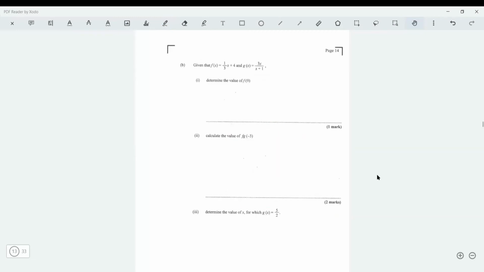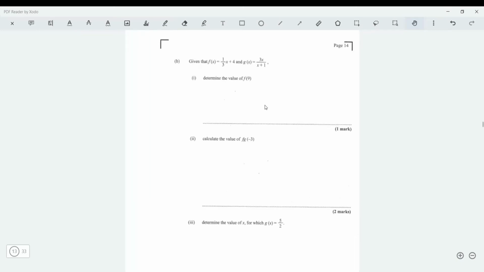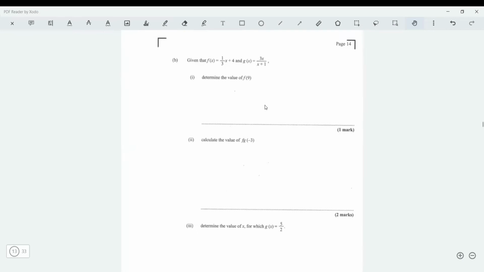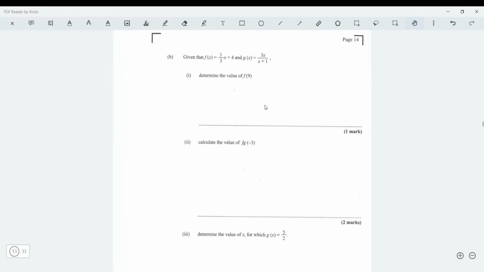Okay, part B, going to functions. Part B says, given that f of x is 1 over 3x plus 4, and g of x is 3x over x plus 1, determine f of 9. So to find f of 9, all we need to do is put 9 into the function. So this is going to be 1 over 3 times 9 plus 4, and that gives us f of 9.